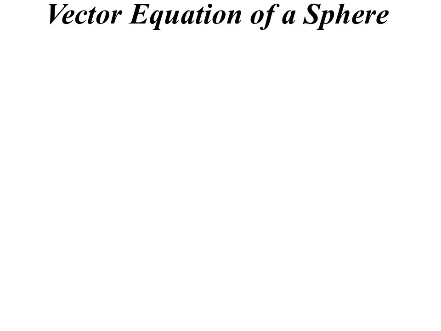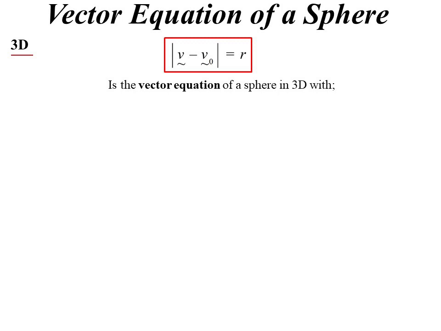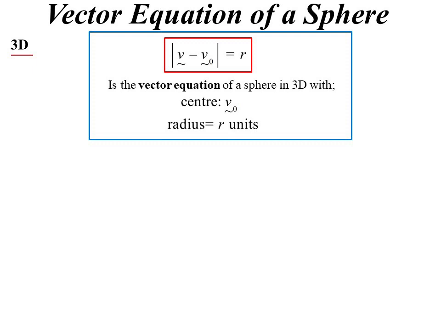Let's push this idea through to 3 dimensions. We now won't have a circle, we're going to have a sphere. But the equation stays the same, because now we're talking 3 dimensions, and we're saying any point in 3 dimensions is the same distance from a centre. Sure, there'll be a whole heap of different circles, but put all those circles together, you've got a sphere. So that's going to be the vector equation of a sphere in 3 dimensions. Centre, v naught, radius, r units.